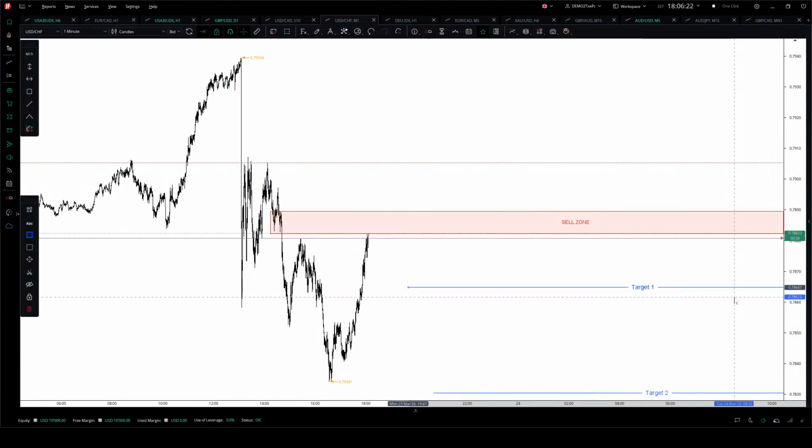Let me shift this line a little bit to the left. This is our target one.